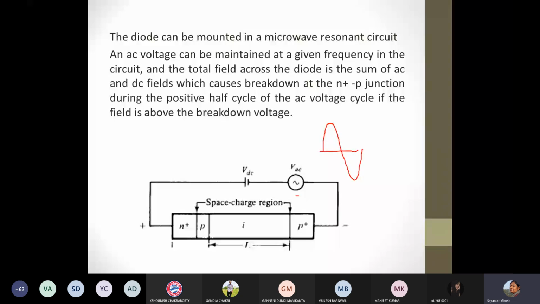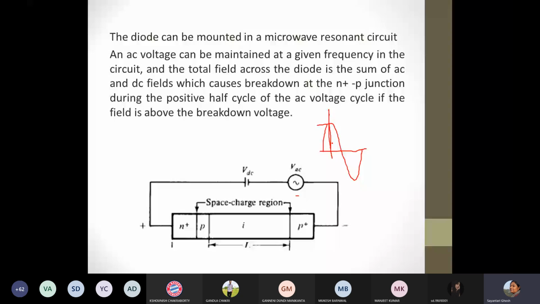So we fix our DC voltage such that up in the positive half cycle, the breakdown can occur. This extra voltage will be enough to cause the breakdown. As soon as this peak is passed, it will again be smaller than the breakdown voltage, so the current will also decrease. So this is very, very important. This is something where I will stop and ask you whether you are understanding this or not.